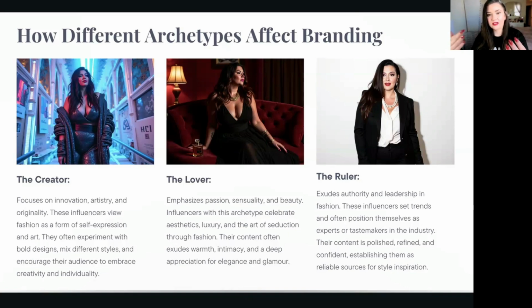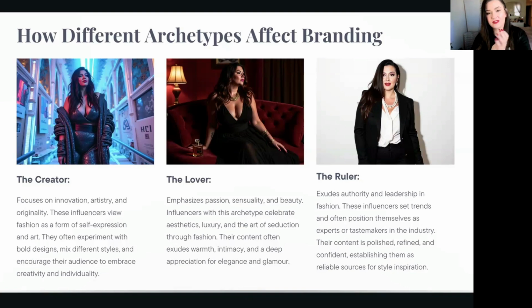This next one, the lover, and again, when Juliet watches the replay, I think this is a really good one for her, emphasizes passion, sensuality, and beauty. So what do you think of when you think of those words? Well, for me, it was immediately a beautiful dress, perfume, the reds, the burgundies, the velvet textures, all of these things that come together and kind of put forth that feeling, right? That feeling that they have. So their content often exudes warmth, intimacy, and a deep appreciation for elegance and glamour.